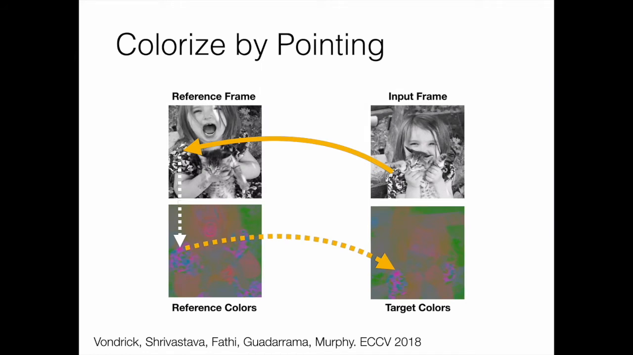So to make this idea a little bit more concrete, we're going to formulate the problem as this. Given an input frame that's going to be in grayscale, we want to look up, for every pixel in the input frame, what the corresponding color should be in a reference frame that has color. In other words, we're going to train the model to take in the pixels in the input frame and point to where the corresponding color is coming from in the reference. Once the model points, we're going to look up the corresponding color and copy and paste that back.